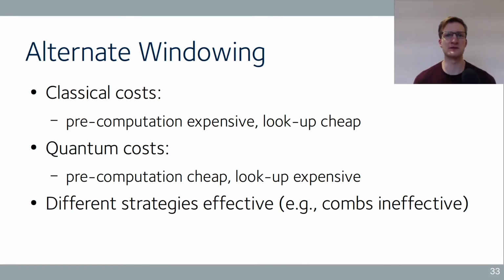For quantum computers, pre-computation is cheap because we imagine it's on a classical coprocessor, but lookups are expensive because we need to pay a cost for every point in the table to load it into the superposition. So for these reasons, other classical windowing strategies like combs were ineffective.